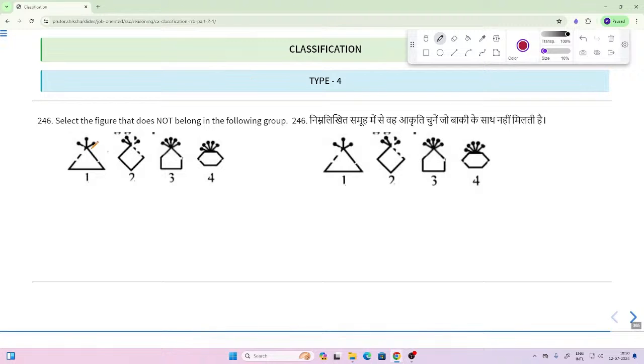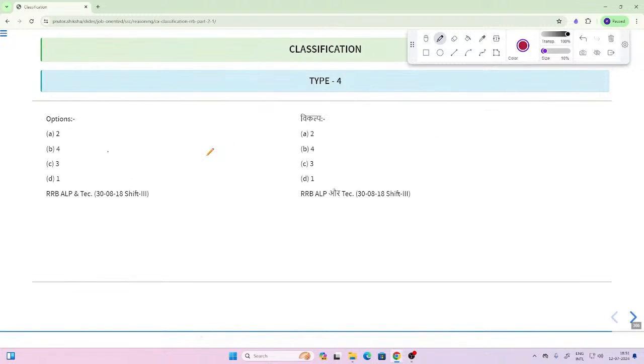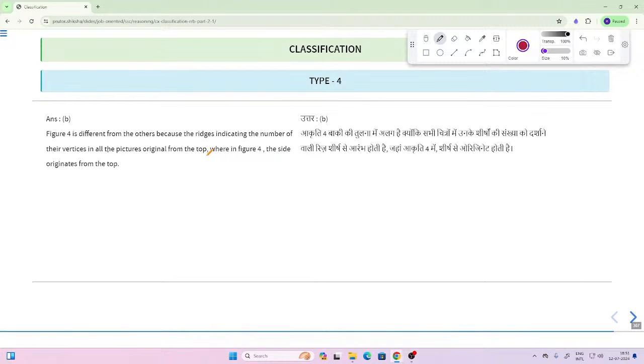Select the figure that does not belong in the following group. Again, we have a triangle with 3 lines, a diamond shape with 4 lines, a pentagon shape with 5 lines, and a hexagon shape with 5 lines. Another thing, as in the previous question, in 1, 2, and 3, it's all coming out of a vertex. Well, this one is coming out of a side. Hence, the fourth is the odd one out for 2 reasons. Option B is wrong. Figure B is different from the others because the ridges indicating the number of vertices in all the pictures originate from the top, while in figure 4, the side originates from the top.